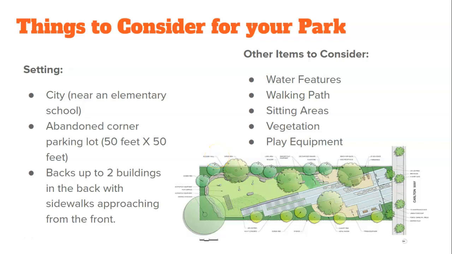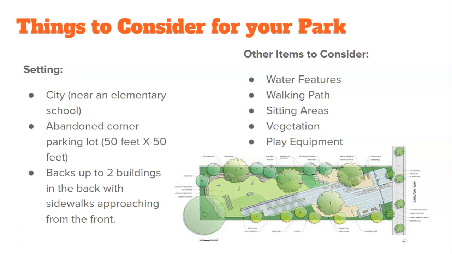Alright, welcome back. In this video we're going to be talking about how to get started with drawing or designing our pocket park. Just to review, our setting is going to be in a city, near an elementary school, in an abandoned corner lot that's 50 by 50, so a square, and it's going to back up to 2 buildings. So we're going to have buildings in the back on both sides.